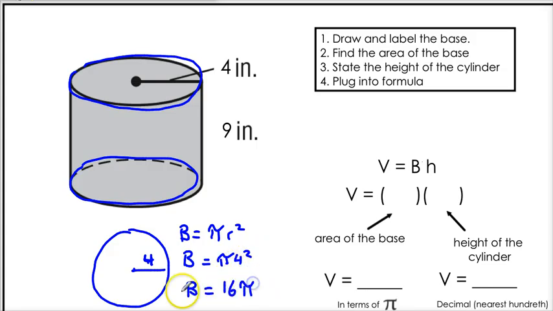16 pi. And that is the area of our base. Now I'm not going to multiply by pi to keep this a little cleaner. We'll save that to the end. Our height is right over here, and that is 9. So we have our height and we have our base. So now we just plug into our formula.